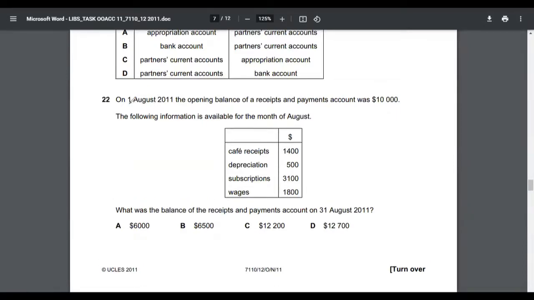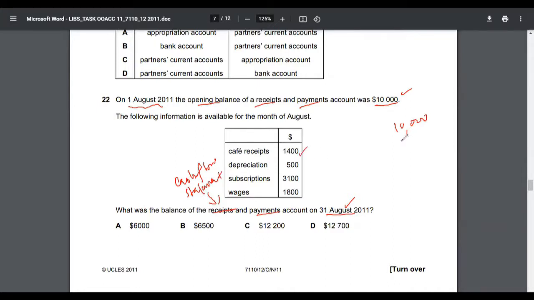Multiple choice 22. On 1st August 2011, the opening balance of receipts and payments was $10,000. The following information is available for the month of August. What was the balance of receipts and payments on 31st August 2011? My opening balance was $10,000, and I have to calculate the closing balance on 31st August 2011. This is receipts and payments for club accounting, which is equivalent to the cash flow statement of a normal business. So we are only concerned with the cash in here.